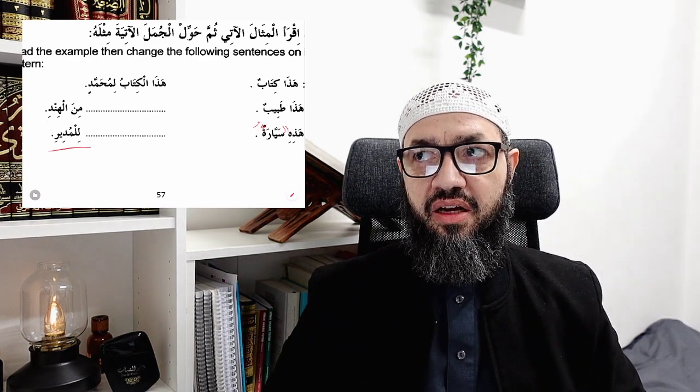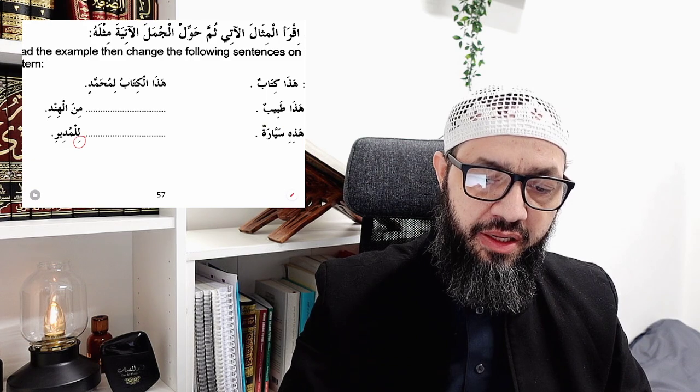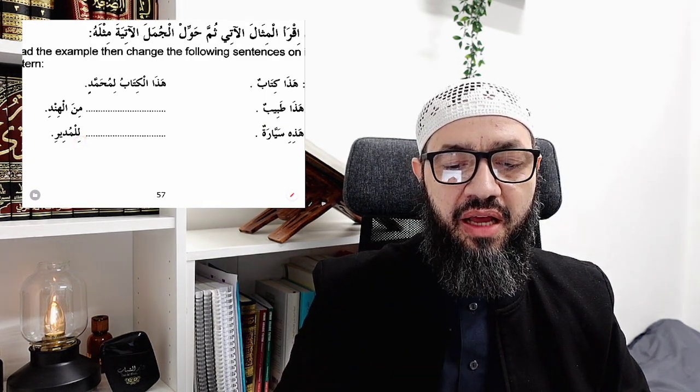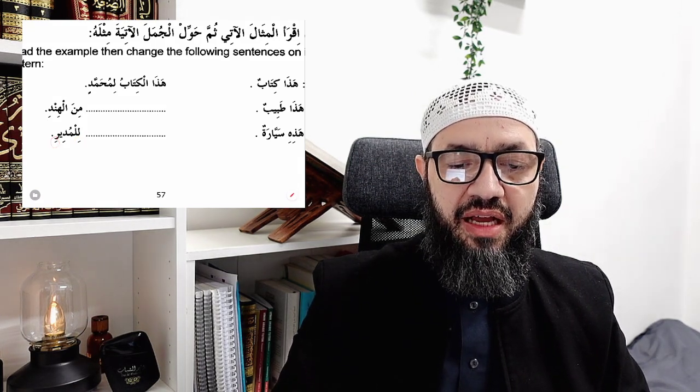للمدير. This car belongs to the manager. Remember this lam, we're going to see it in a minute, is a harful jar. So it's a preposition and it makes the word after it take a kasra. So it changes and it has the meaning of belonging to. It's called lam of tamlik, of ownership. Let's go to the next one.